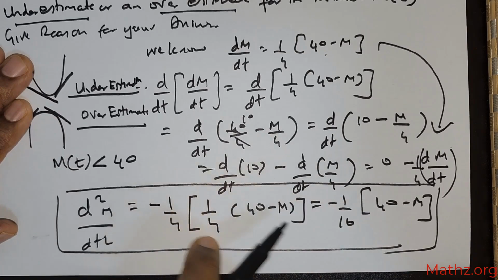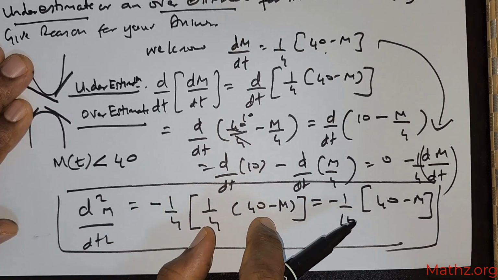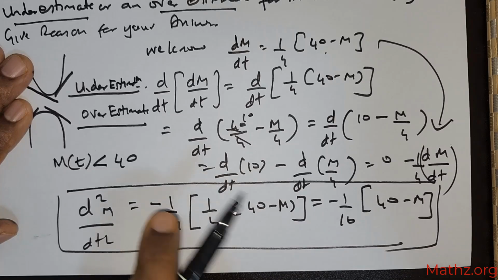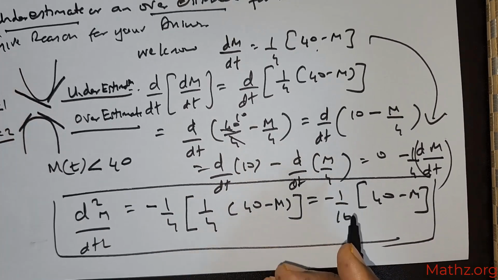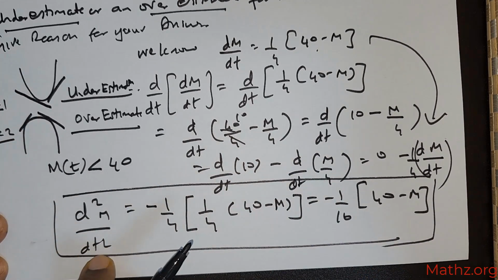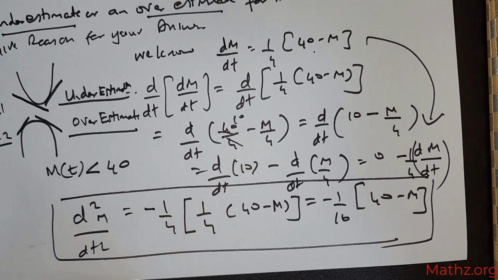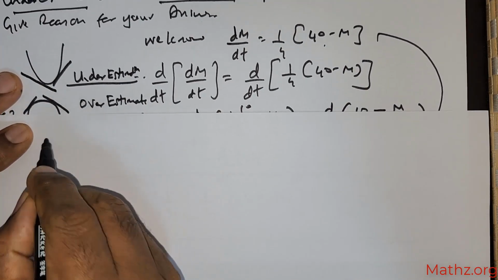So that would mean this will give us a positive value. Now this quantity that we get has to be multiplied by the sign that is present here. Now this is positive. Positive times negative will give us a negative. Right? So that means d squared m over dt squared is negative for the values of m of t given here. So we need to specify that.